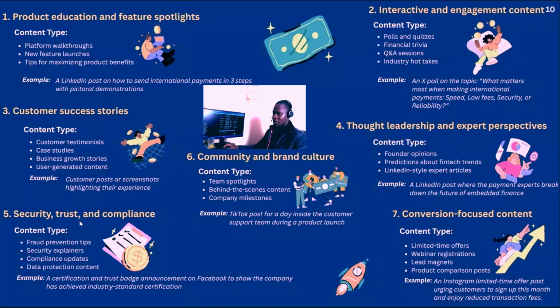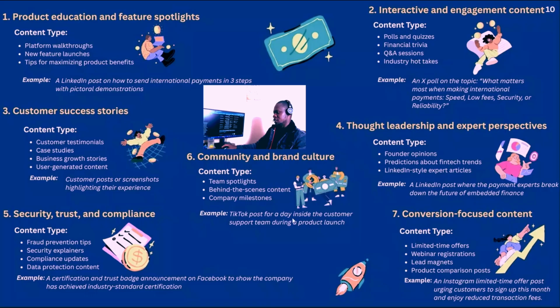The other content pillar is security, trust, and compliance, where the content types might include fraud prevention tips, security explainers, compliance updates, and data protection content. A good example would be a certification and trust badge announcement on Facebook. When you get certified, or when your business gets cleared for some high level of operation, you can then share those certifications and badges on Facebook to show that you are compliant with regulations, and to build that trust and authority among your target audience.